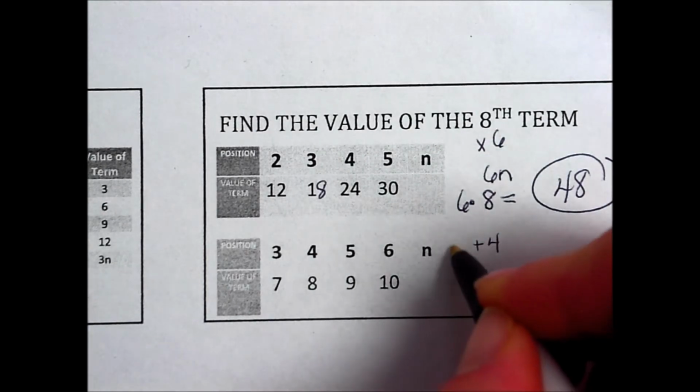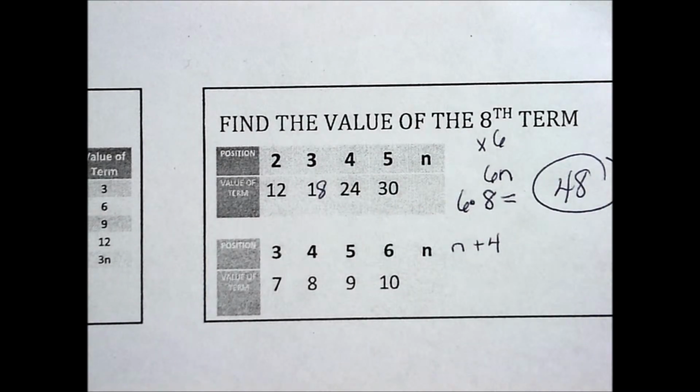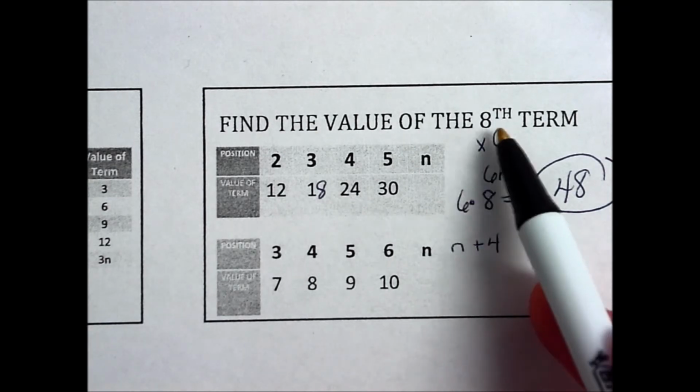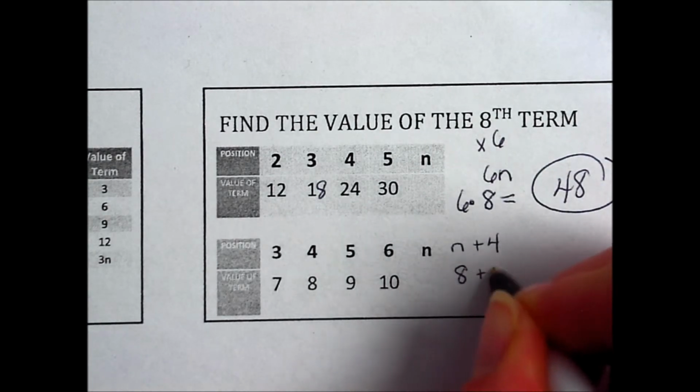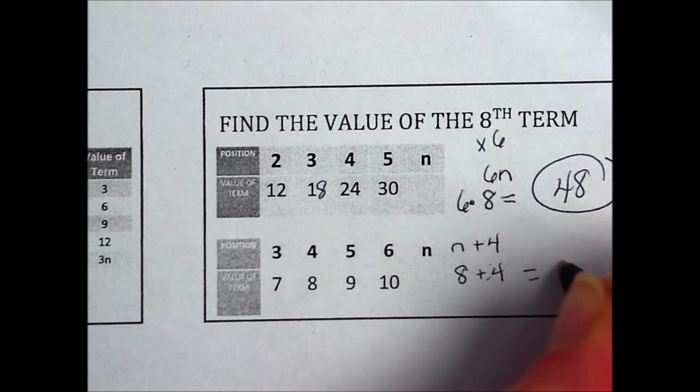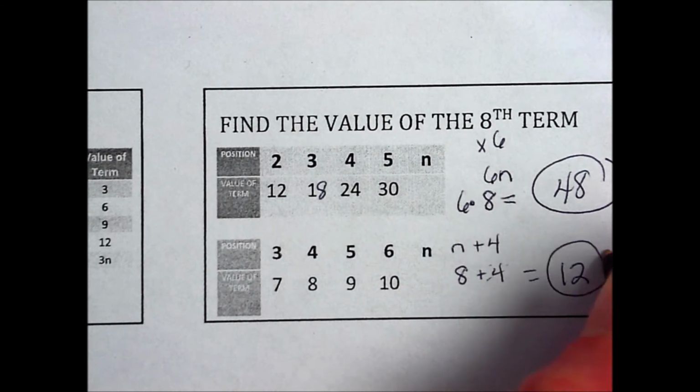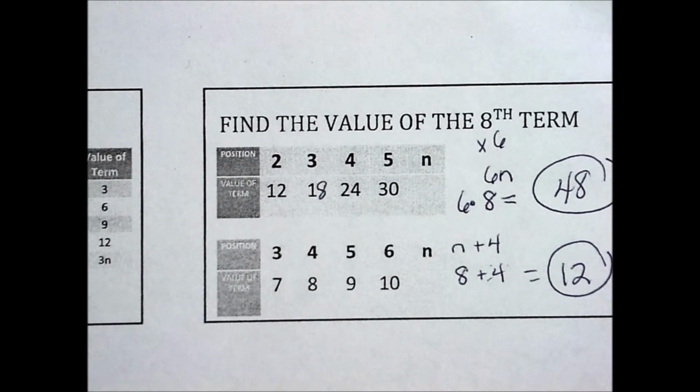All right, so we'll need n plus 4 for that rule. So now if I want the value of the 8th term, I plug in the number 8 for n. So then 8 plus 4, 8, 9, 10, 11, 12. So the value of the 8th term should be 12.